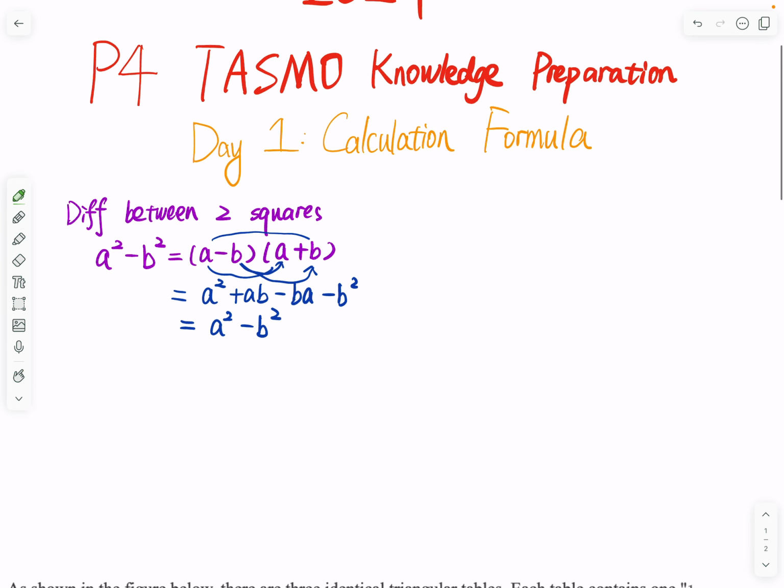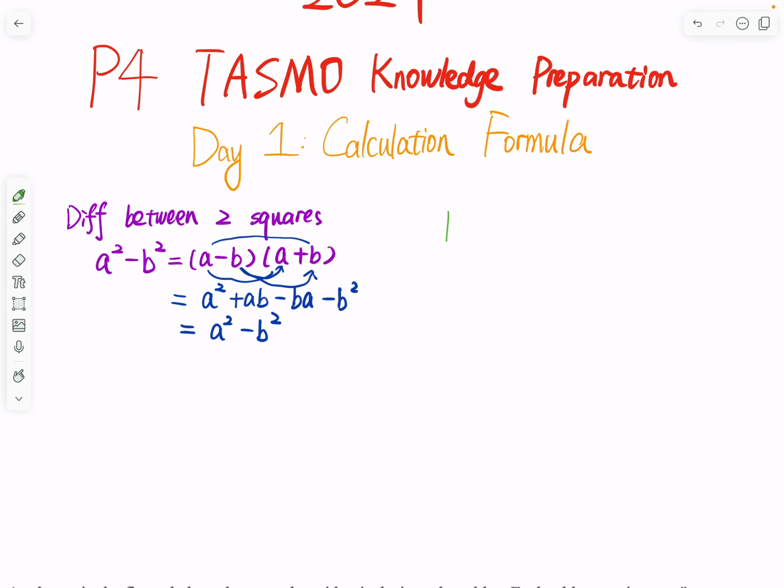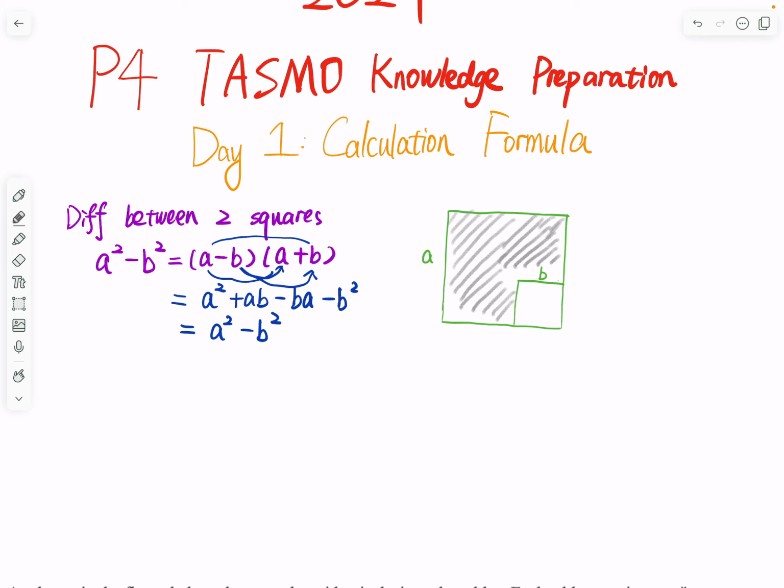So what is a squared minus b squared? Imagine I have a big square in which the side length is a. And now I have a smaller square inside this big square, and the side length is b. Now, if I want to calculate the shaded area, this shaded area is actually just a squared minus b squared.